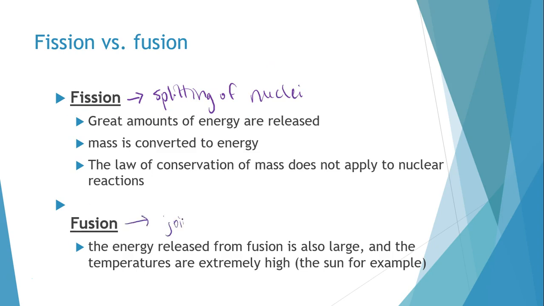Fusion is the joining of nuclei. And where this happens commonly is on the sun. It's in stars. Our closest star is the sun, of course. It releases great amounts of energy, so much so that we haven't really been successful at doing this on a large scale and being able to keep temperatures down enough to contain it. If we ever could, then this would certainly be more useful as far as making energy than fission.